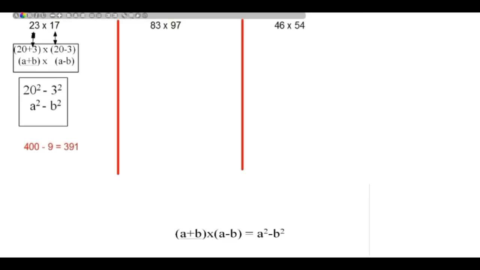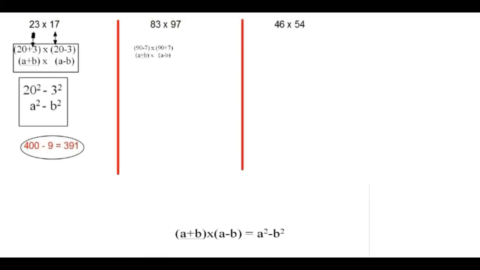Now, if you look at the question, it appears to be difficult, and going by split and merge is not so easy. But if you get the right idea, that is the (a+b)(a-b) application, this question can be answered in just 2 to 3 seconds. So 83 can be taken as 90 minus 7, and 97 can be taken as 90 plus 7. It is in the form of (a+b)(a-b), or (a-b)(a+b). For both cases, the answer is a² - b².